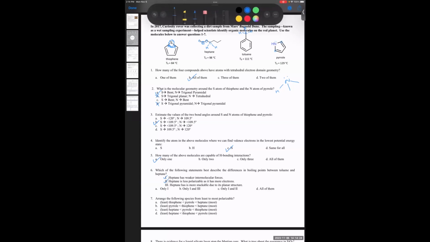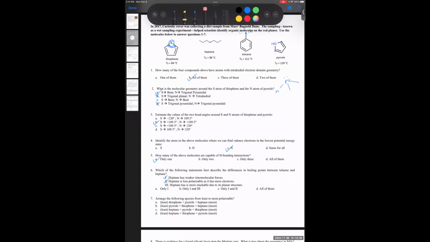No, it doesn't even make sense. If it has more electrons, it should be more polarizable. So that statement is incorrect without even counting the electrons. But I believe that you can see that you have more electrons in heptane. Now, let's try to count that.